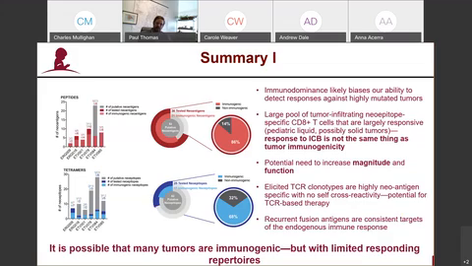And I haven't shown you too much data on this, but we have some additional data that these elicited TCR clonotypes are highly neoantigen specific with no wild type cross-reactivity. I showed you that with the ALL data. And so that gives us a lot of opportunity for TCR-based therapy. And these recurrent fusion antigens are particularly attractive to us because they're consistent targets of the endogenous immune response. And so it's possible that really many tumors are immunogenic, but with limiting responding repertoires.